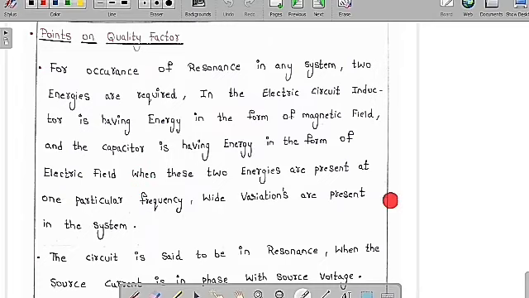When these two energies are present at one particular frequency, wide variations are present in the system. So what is going to happen is, at one particular frequency, the overall circuit is going to become a resistive circuit. Because of that, we say it is a resonance circuit. So we can say simply here, at one particular frequency, this inductive circuit is going to become like a resistive circuit.